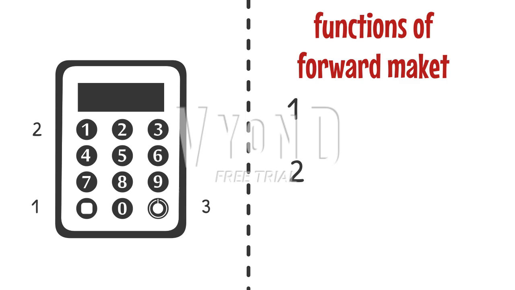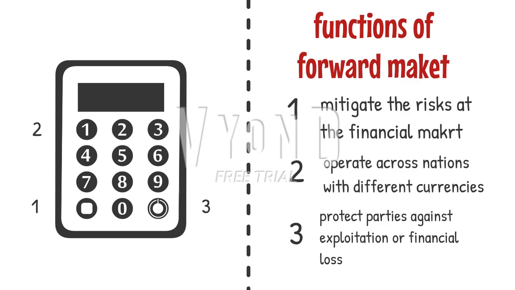Next, I will introduce the functions of the forward market. Firstly, the forward market helps foreign exchange traders, merchants, and other entities to mitigate risks in the financial market. The market is composed of participants such as hedgers, brokers, banks, and traders. Thus, the forward market allows participants to enter into agreements that mitigate financial risk.